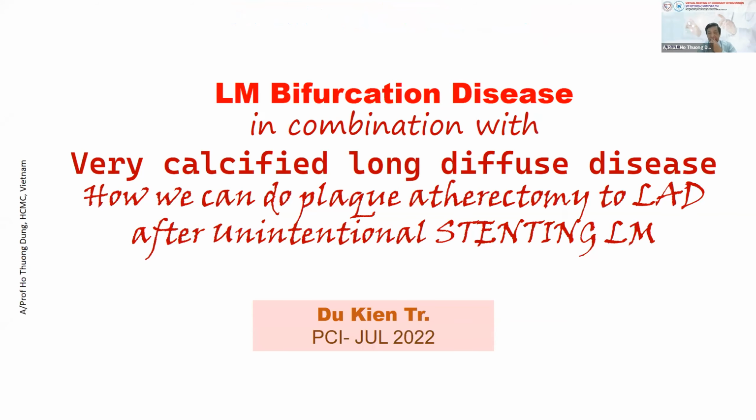And the last case I would like to present for you, and I would like to ask your advice, your opinion. In this case, very specific, I think. One case with left main bifurcation disease in combination with very calcified long diffuse disease. But I had a plan to do calcified plaque debulking of the proximal segment of the LAD, but something happened and I must deploy a stent to the left main. So how can I continue?